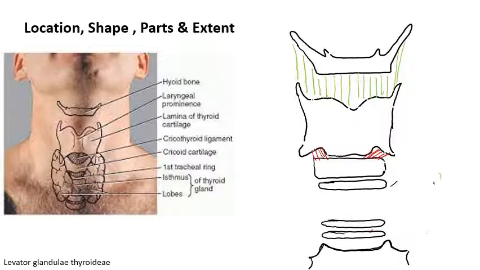So vertebral levels, you know that the hyoid bone is at the level of C3. The superior lamina or the superior border of the thyroid cartilage is at the level of cervical vertebra 4. Here would be the oblique lines of the thyroid cartilage, and the cricoid cartilage is at level C6.